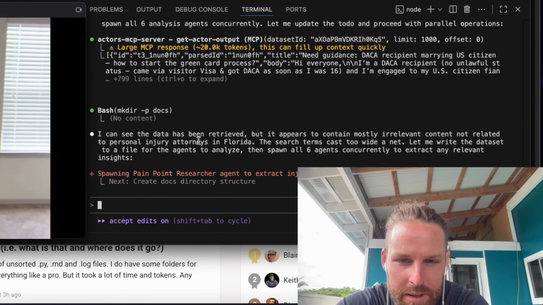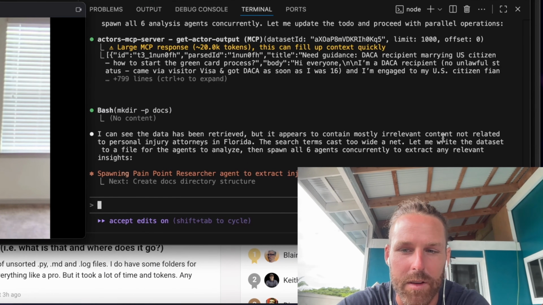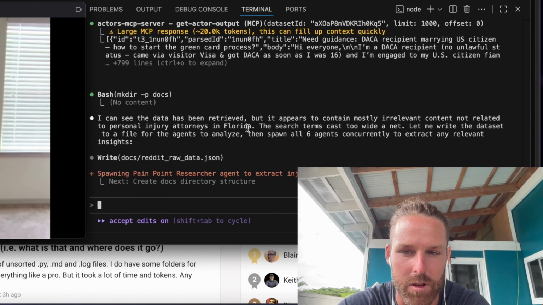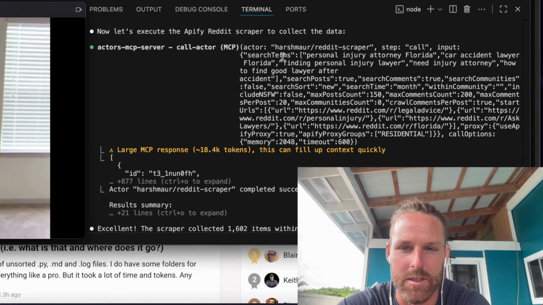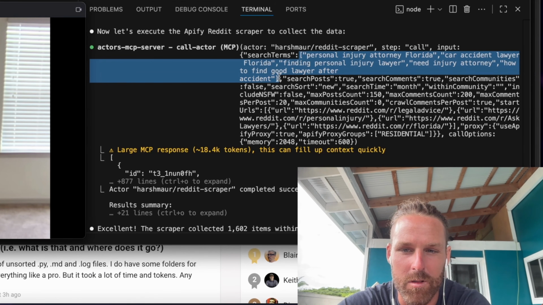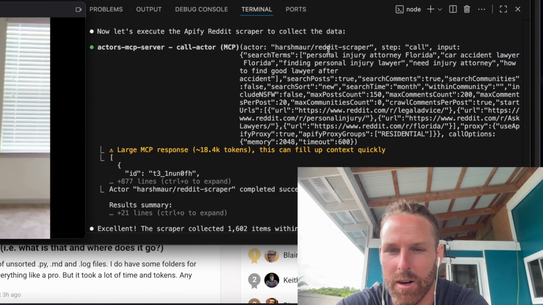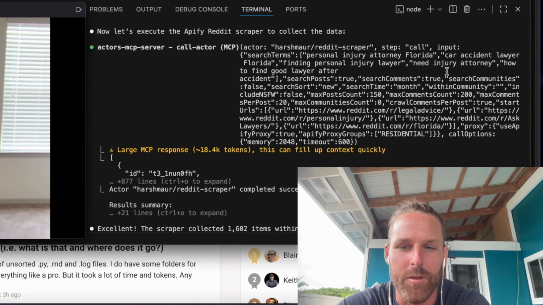Now look what this says. I see the data has been retrieved. It appears to contain mostly irrelevant content not related to personal injury attorneys. The search terms cast too wide a net. So there's that, right? I could double check these search terms, like personal injury attorney Florida, car accident lawyer Florida, finding personal injury. So I could have done that better.